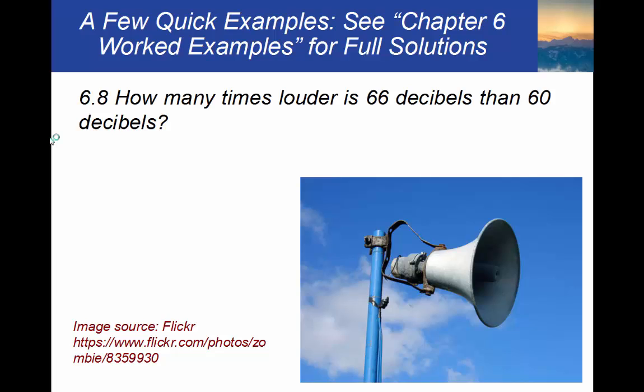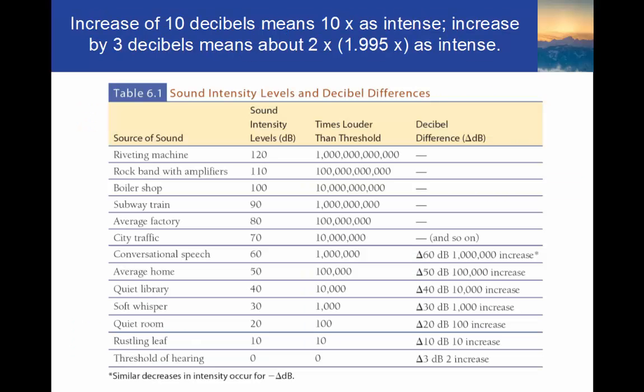Let's work an example that has to do with sound intensity or intensity level. So how many times louder is 66 decibels than 60 decibels? Your textbook doesn't really give you an equation to go from one decibel level to another decibel level and figure out how many times louder you've gone. But it does give you this table 6.1, which is the sound intensity levels and decibel differences. And what we notice is that as you go up, for every 10 increase on the decibel scale, you also get 10 times louder.